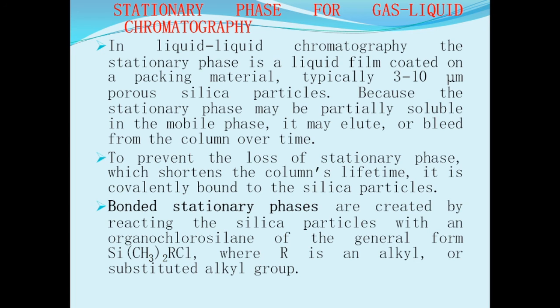Stationary phase for liquid chromatography. In liquid chromatography, the stationary phase is a liquid film coated on a packing material, typically 3 to 10 micrometer porous silica particles. Because the stationary phase may be partially soluble in the mobile phase, it may elute or bleed from the column over time. To prevent the loss of stationary phase, which shortens the column lifetime, it is covalently bound to the silica particles.